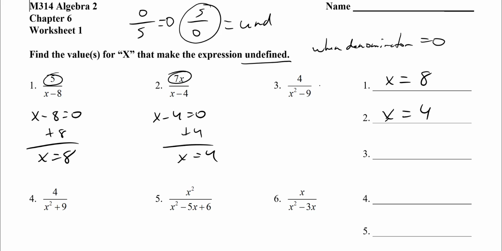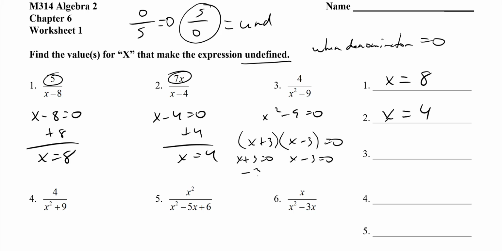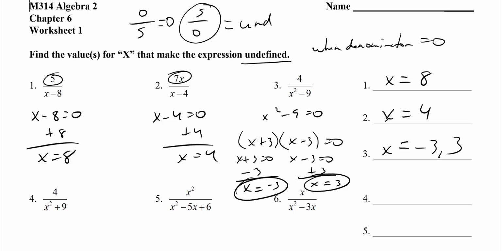For this one, you set x squared minus 9 equals 0. This is from last chapter. It's a difference of two squares. So x plus 3, x minus 3 equals 0. So x plus 3 equals 0, x minus 3 equals 0. Subtract 3 from both sides, x equals negative 3, and add 3 to both sides, x equals 3. There we go. x equals negative 3 and 3. That's where it's undefined.